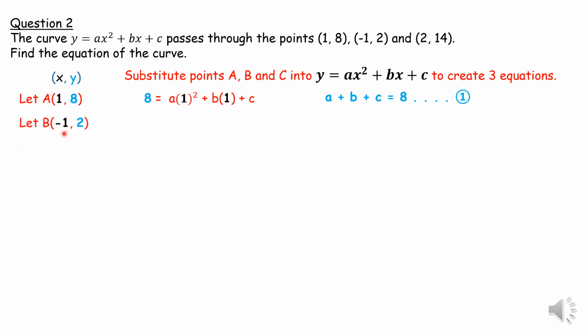The second point I have is (-1, 2). If I do my correct substitution here, you should also be careful. (-1) squared, anything squared, is always positive.